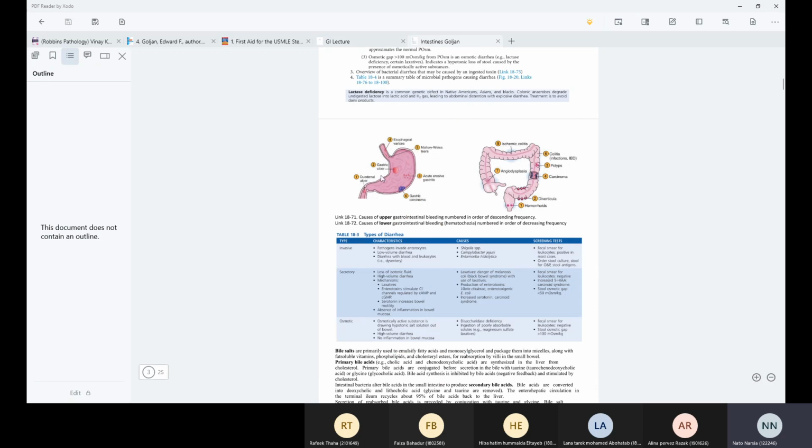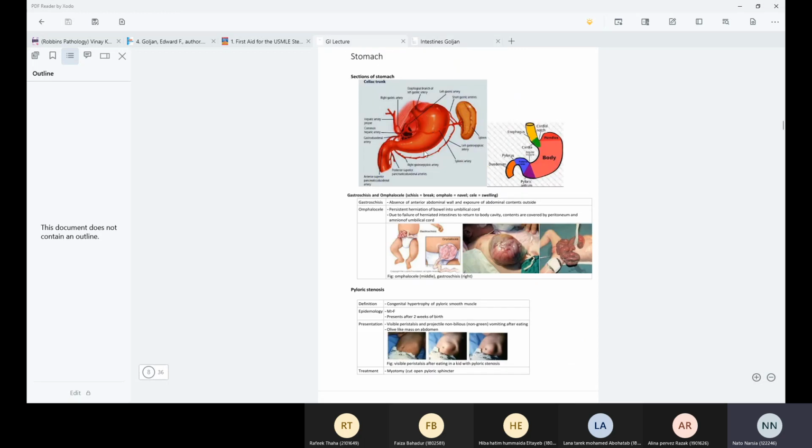Say gastric carcinoma, gastric ulcer, Mallory-Weiss syndrome. Yes, I will show you.